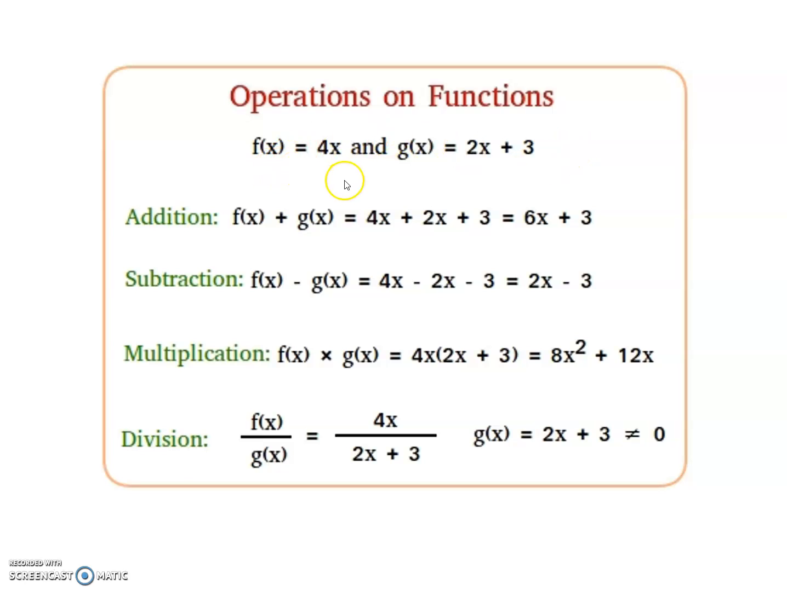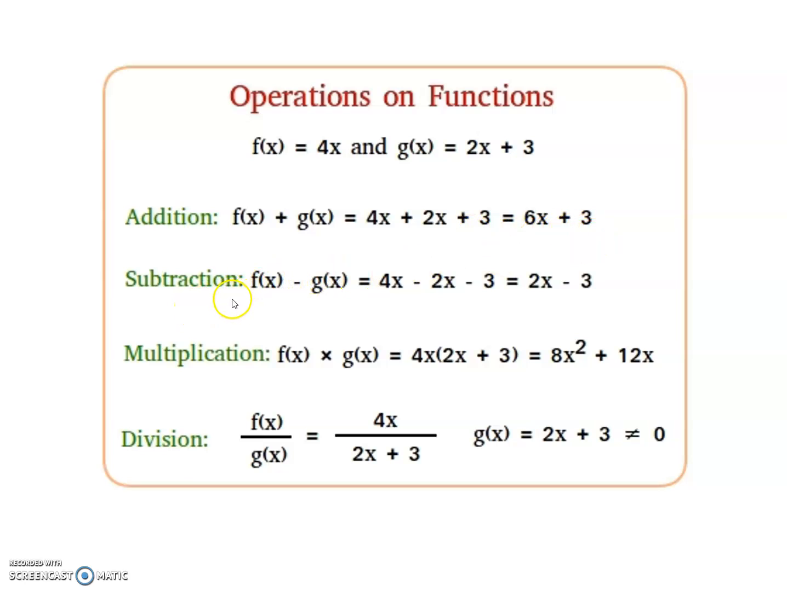f of x is equal to 4x and g of x is equal to 2x plus 3. Now we have to take the addition of these two functions. f of x plus g of x is equal to 4x plus 2x plus 3. 4x plus 2x is 6x, plus 3 remains the same.